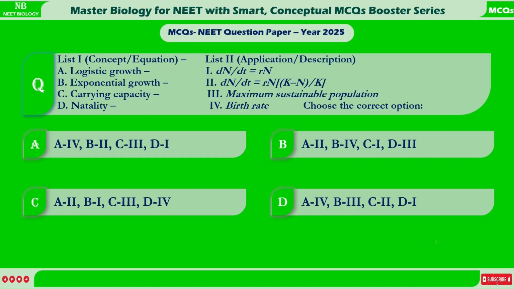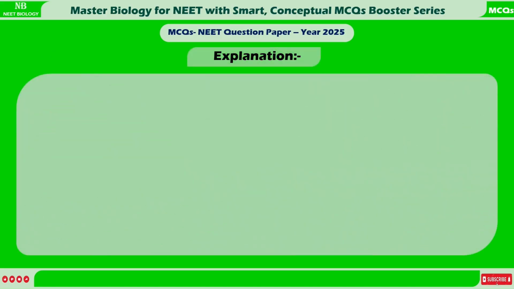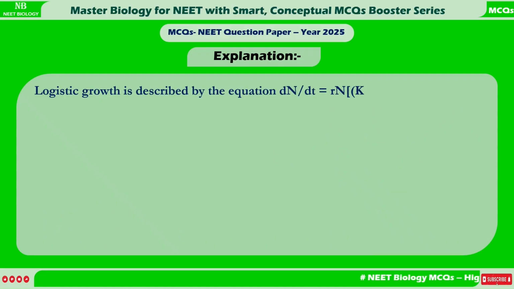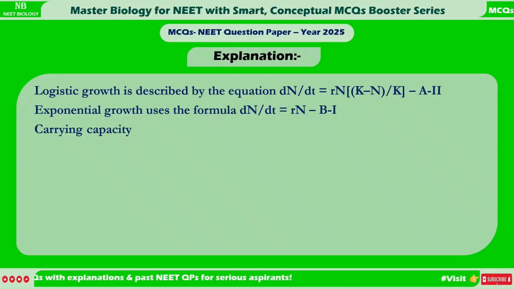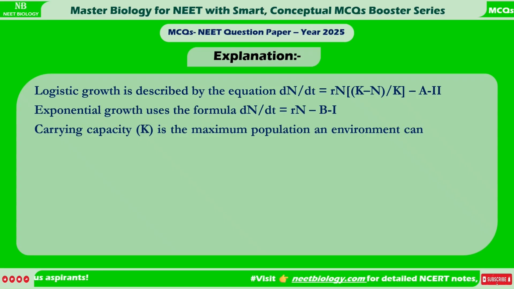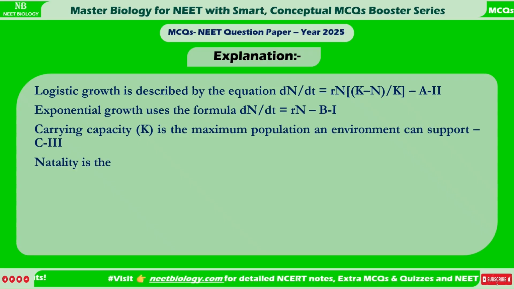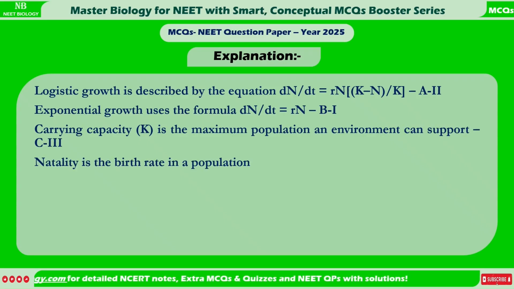Correct answer C. A2, B1, C3, D4. Explanation. Logistic growth is described by the equation dN/dt = rN (K minus N)/K, A2. Exponential growth uses the formula dN/dt = rN, B1. Carrying capacity, K, is the maximum population an environment can support, C3. Natality is the birth rate in a population, D4.